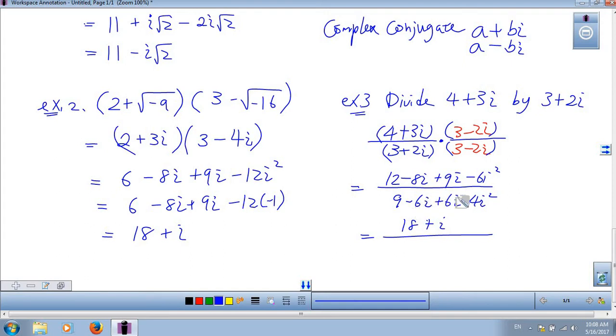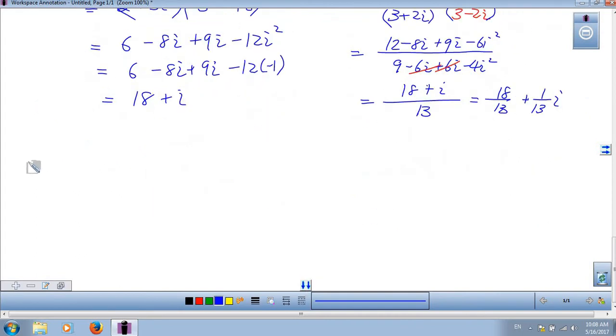In the denominator, the terms with i will cancel out. That's what has to happen in order for us to have a real number in the denominator. And then it's going to be 9 plus 4, which is 13. So this is the answer, or you can break it down into a plus bi. So it will be 18 over 13 plus 1 over 13 times i. So this is my a, and this is my b. The key is to multiply by the denominator's conjugate, so the denominator turns into a real number.